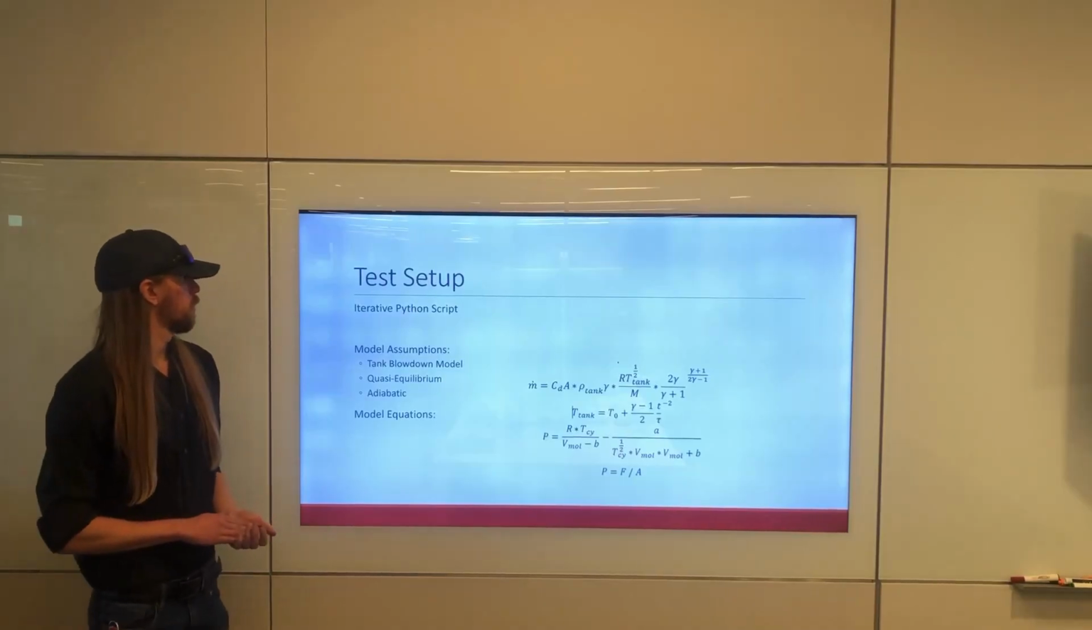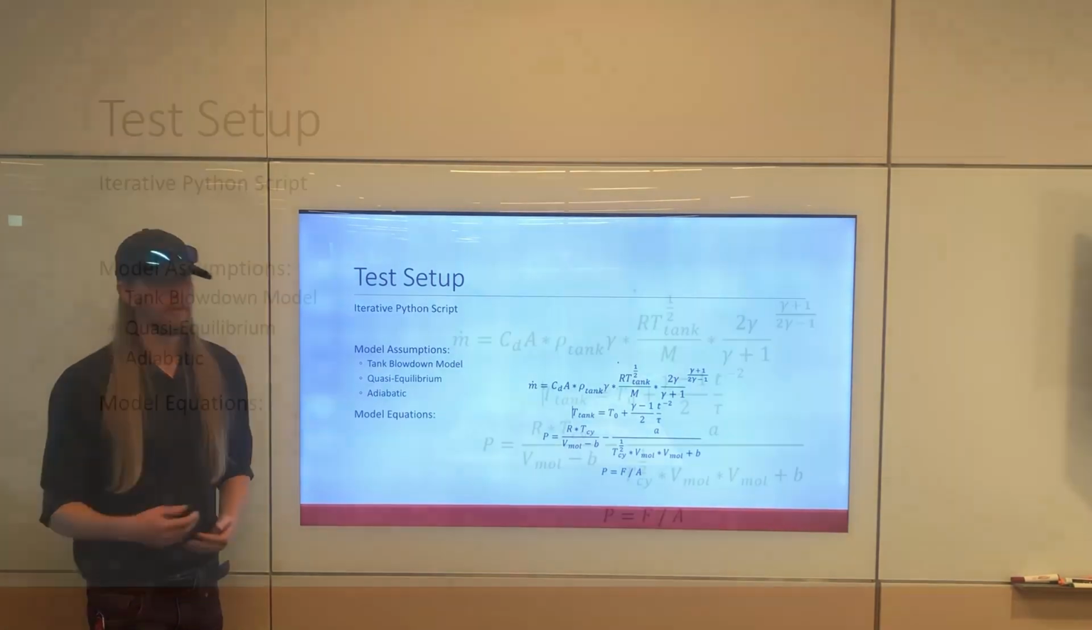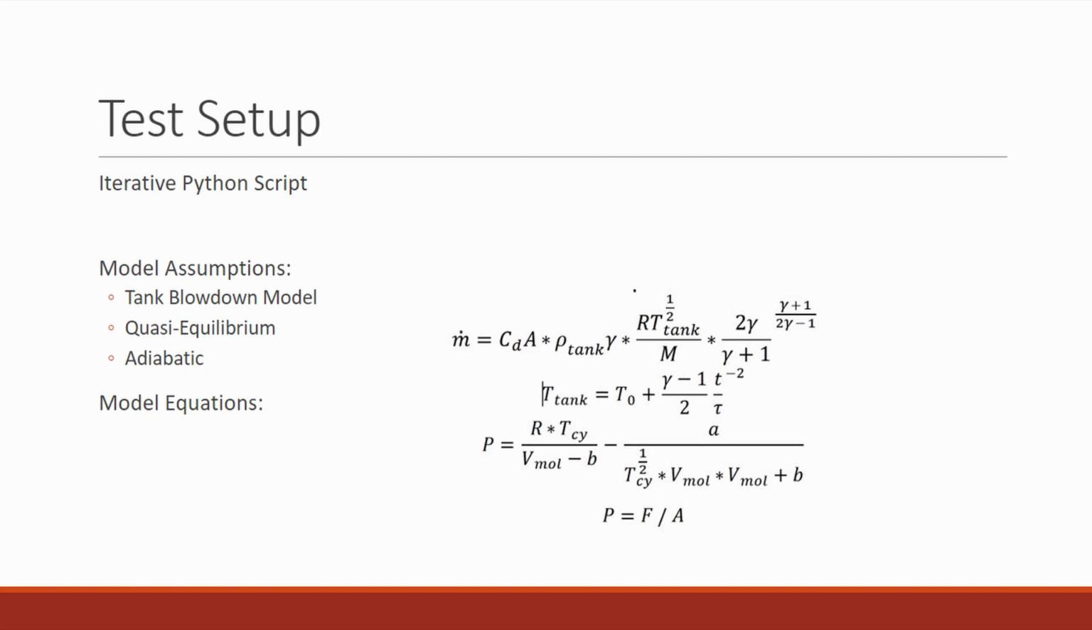So for our analytical model, we have our test set up here. We used a Python script that was an iterative numerical solution based on a tank blowdown model, and the assumptions that it's quasi-equilibrium and adiabatic. The entire system moves pretty quickly, so there's not a lot of time for heat transfer. Some of the equations we used are the mass flow rate, the temperature of the tank, and the pressure inside the tank. Using those 3 equations, we can figure out how long it'll take to drain.